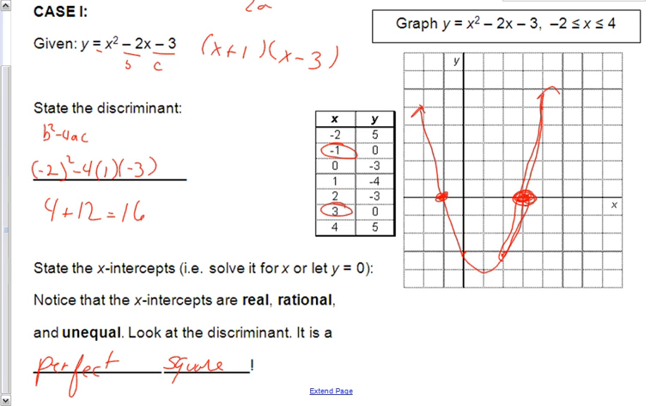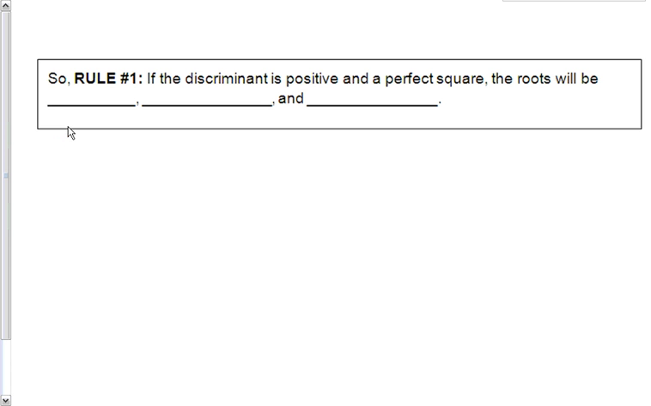So positive perfect squares are real, rational, and unequal. In other words, 2 different roots.